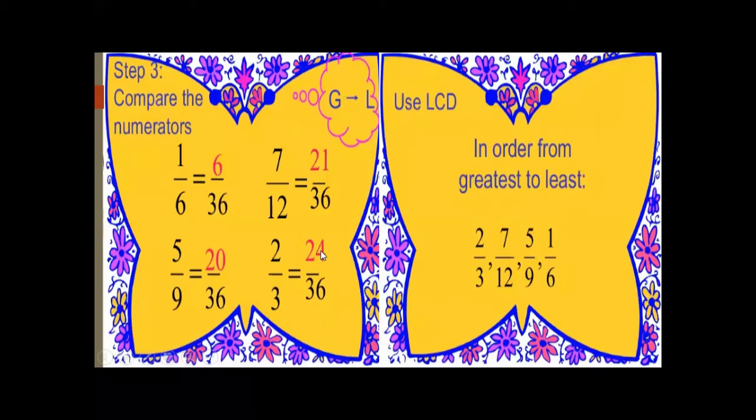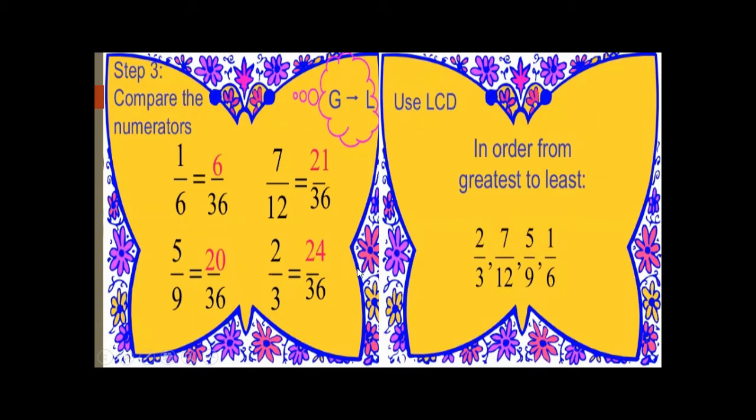Okay, which number is smaller than 24? Here we have 21. So 7 upon 12 will come second. After 21 we have 20. So 5 upon 9 is third, and the smallest is 6 upon 36, which is 1 upon 6. We have just converted to the same denominator, but we will write the actual fractions of the question.